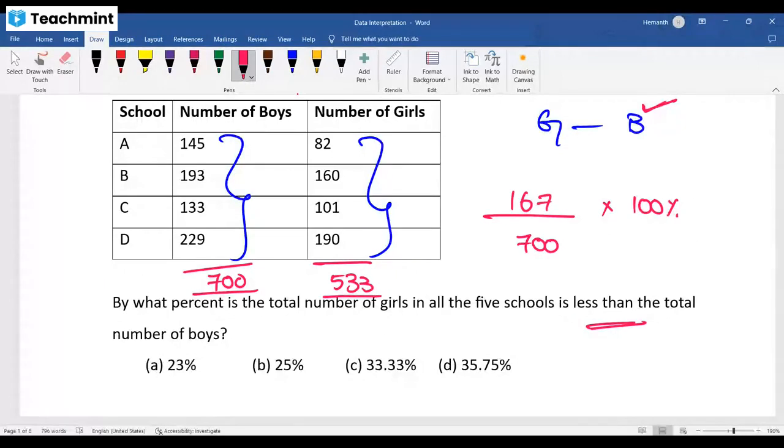Suppose it is how much percentage more boys than girls. Then I have to take 167, but the denominator will be girls. Boys comparing with girls or girls comparing with boys, a simple thing: after than you can see boys are there, so that should come into the denominator. That's a simple criterion also. So it's 167 divided by 700, which will be 23 point something.